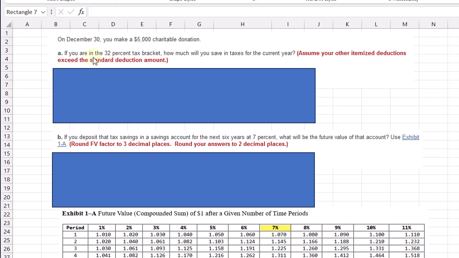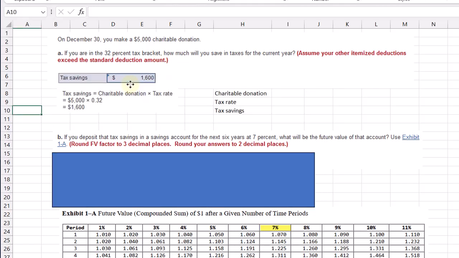It says, if you are in the 32% tax bracket, how much will you save in taxes for the current year? Now, you should assume your other itemized deductions exceed the standard deduction amount. All right, let's take a look at the solution, and I'll work this for you.